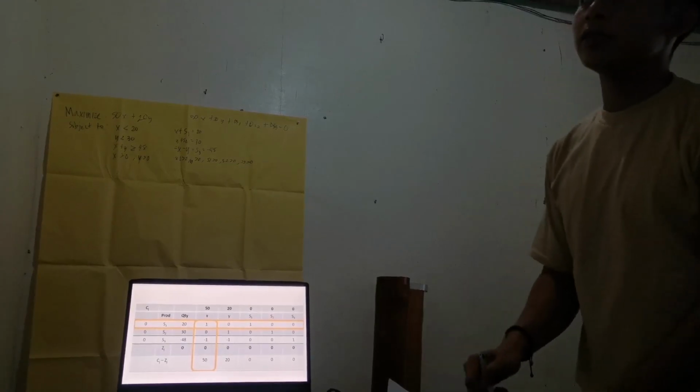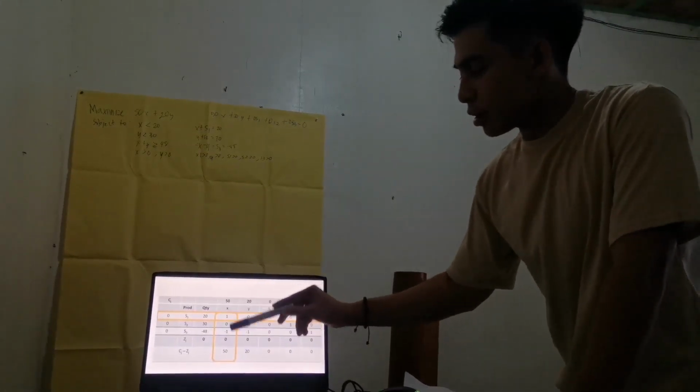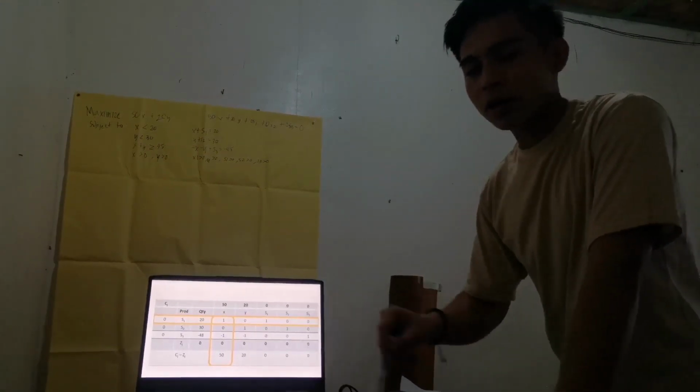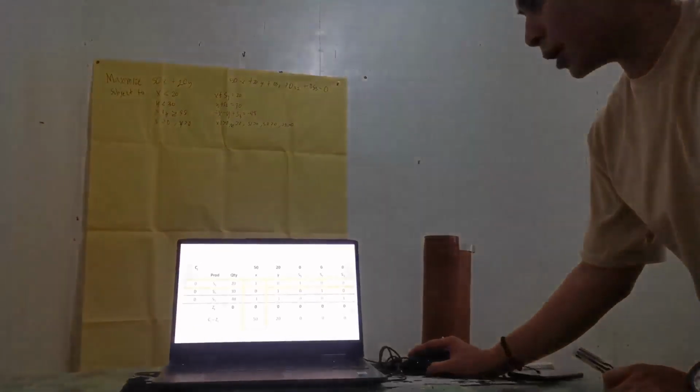The pivot row is, we know that it should be a non-negative, non-zero value. So we saw in the column that the non-negative and non-zero value is the 1 in S sub 1. So it's the same still, right?